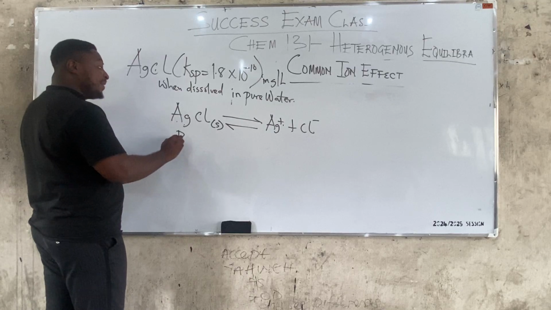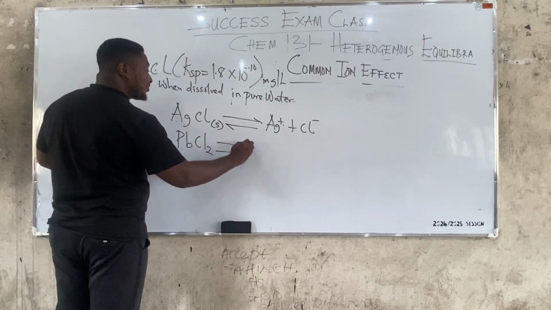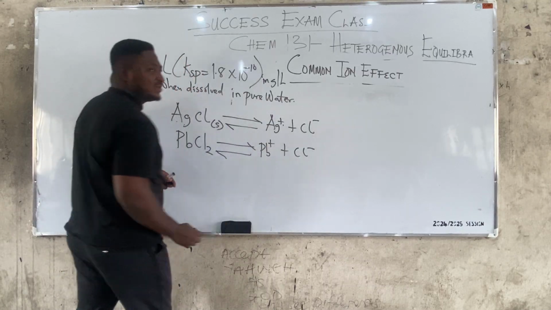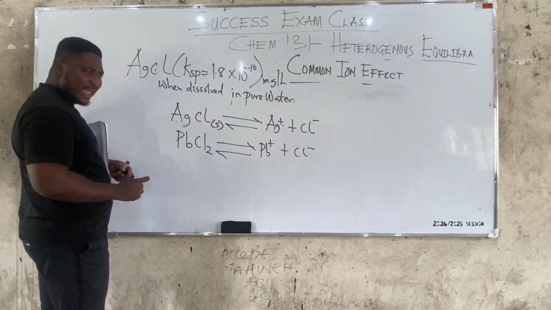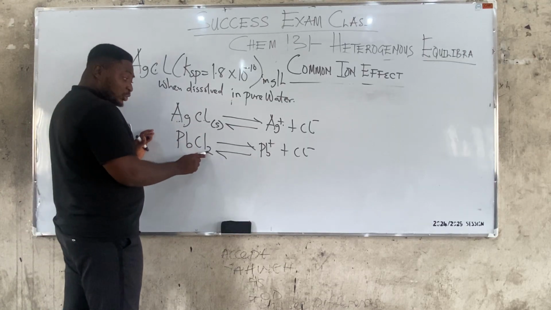But even if they say something like Pb, look at the difference between this and that, PbCl2. Class, you cannot just come here and say Pb plus, Cl minus. You can't do that. Why? Because AgCl has no number between them, but they say 2 here, class.